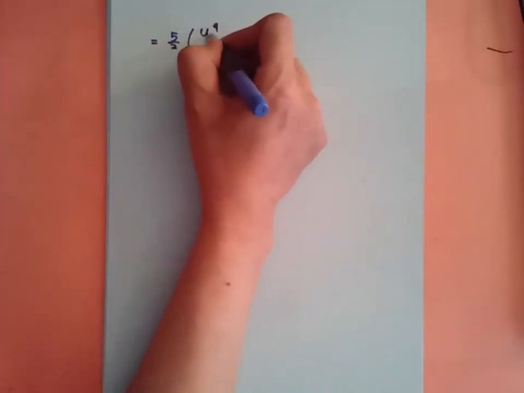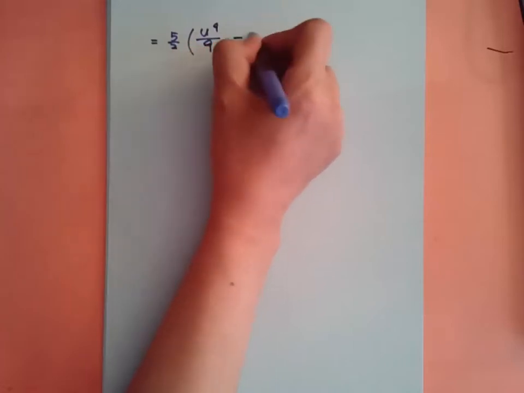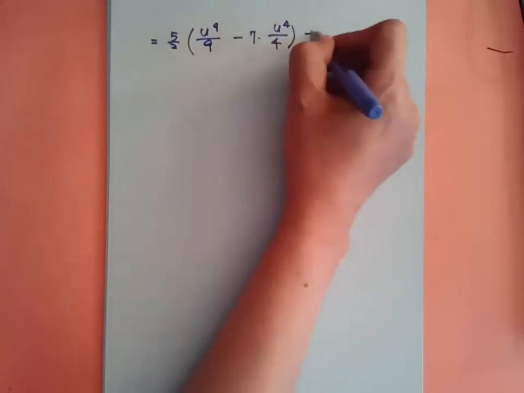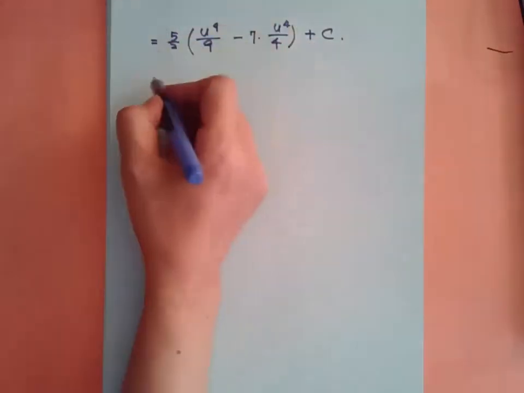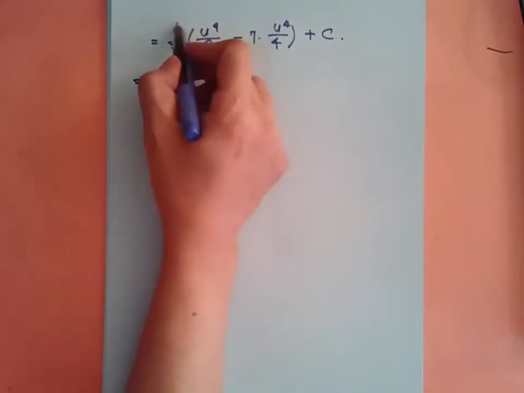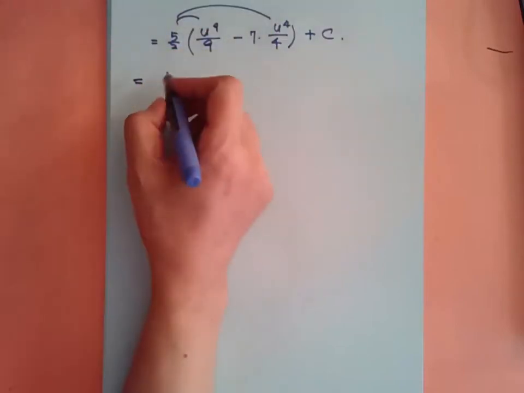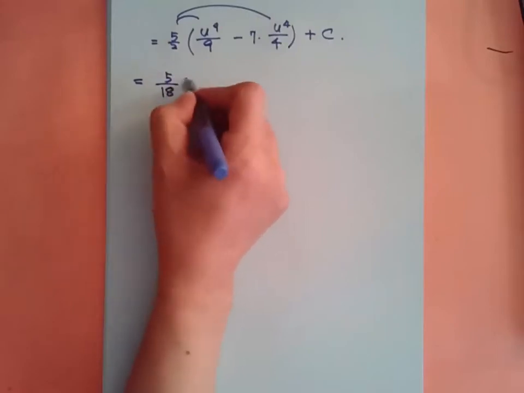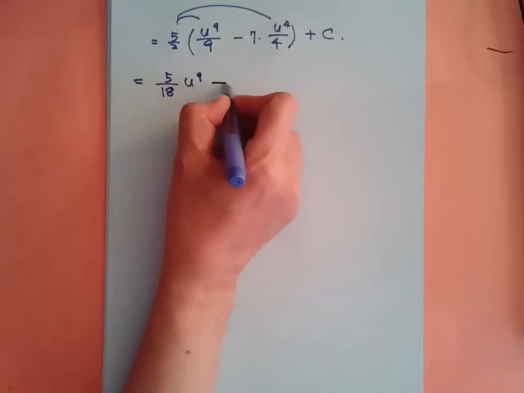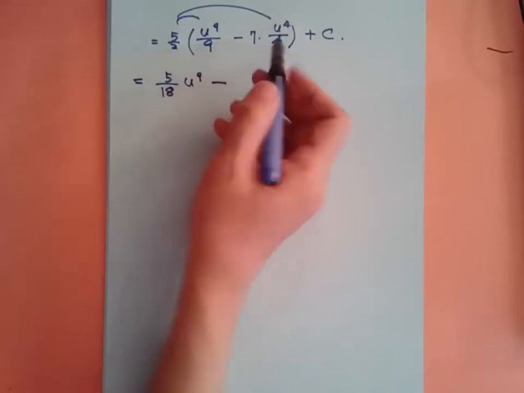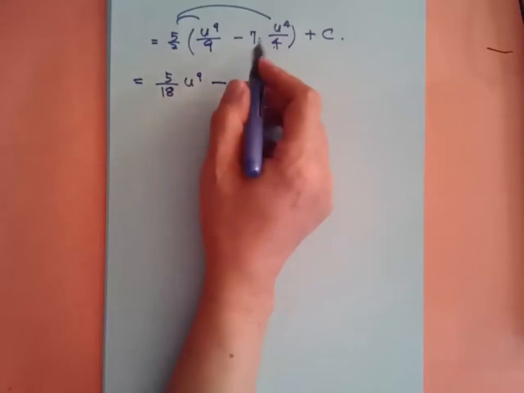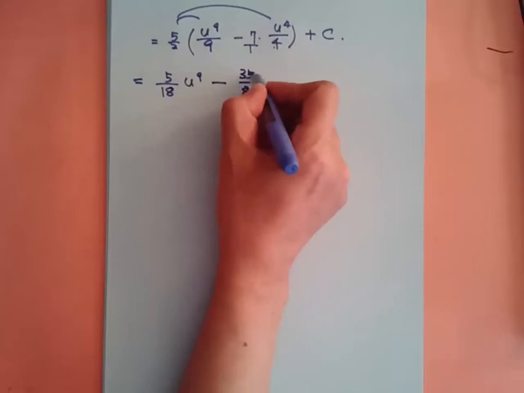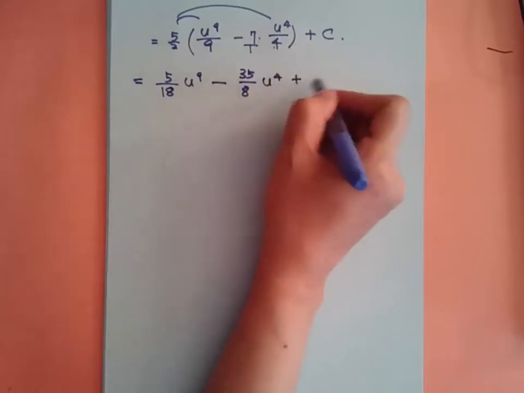Then that is u to the 9th power over 9 minus 7 times u to the 4th power over 4 plus c. So we do distribution, then we have 5/18 u to the 9th power minus 2 times 4 will make 8, and 7 is 7/1, so 5 times 7 will be 35 u to the 4th power plus c.